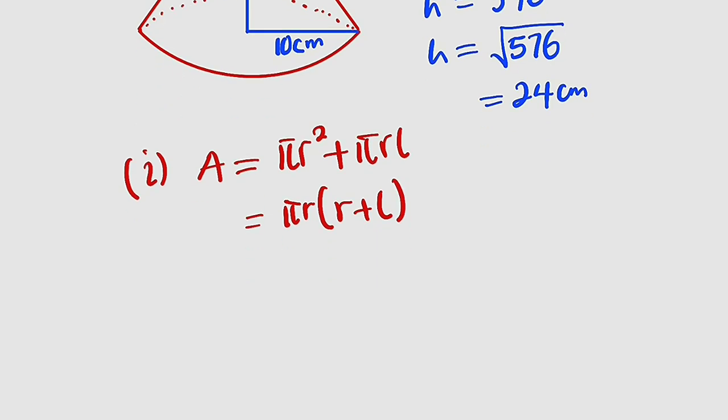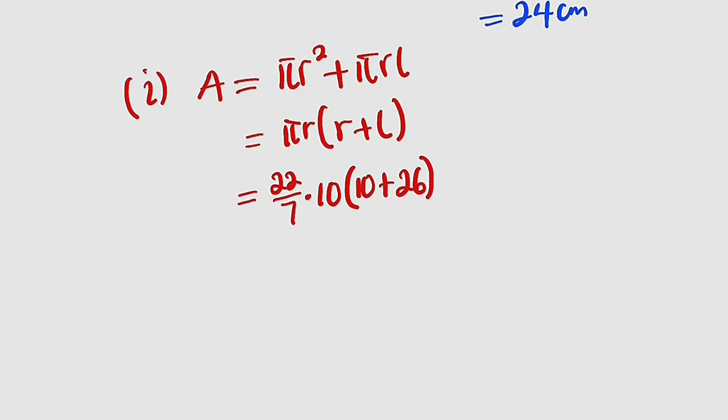So let us substitute. Remember, in Nigeria, we commonly use 22 divided by 7 whenever pi is not given in the question. So this is 22 divided by 7 multiplied by the radius, which is 10 cm, then multiplied by r, which is also the radius, plus l, which is 26. That is the slanted height.